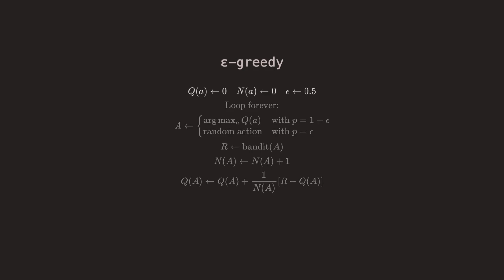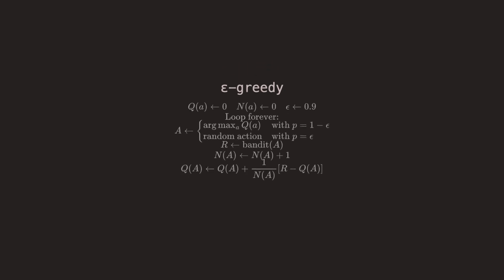The value of epsilon controls the balance. A small epsilon means we mostly exploit, only exploring once in a while. A large epsilon means we explore more often, but might miss out on long-term rewards. Choosing the right epsilon depends on the problem you're solving.